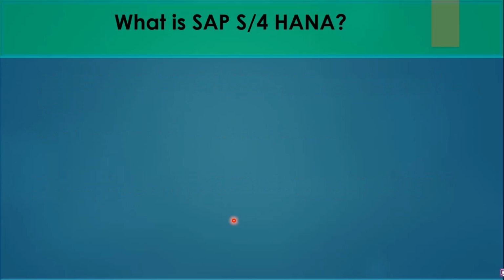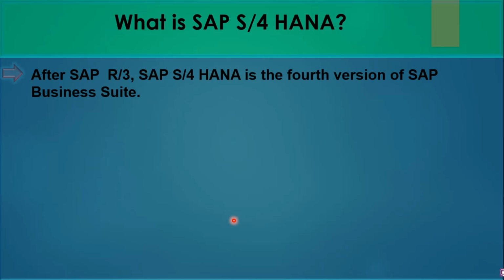Then what is S4 HANA exactly? S4 HANA is the fourth generation of SAP and it runs on the HANA database. So it's SAP's fourth version, on the HANA database. If you go into the evolution, R1, R2, R3, and that is S4 now. And as I said, it runs on the HANA database. What is the difference between ECC and S4 HANA? ECC is the previous version of the product, that is the software part, and S4 HANA is the next version of that software part.